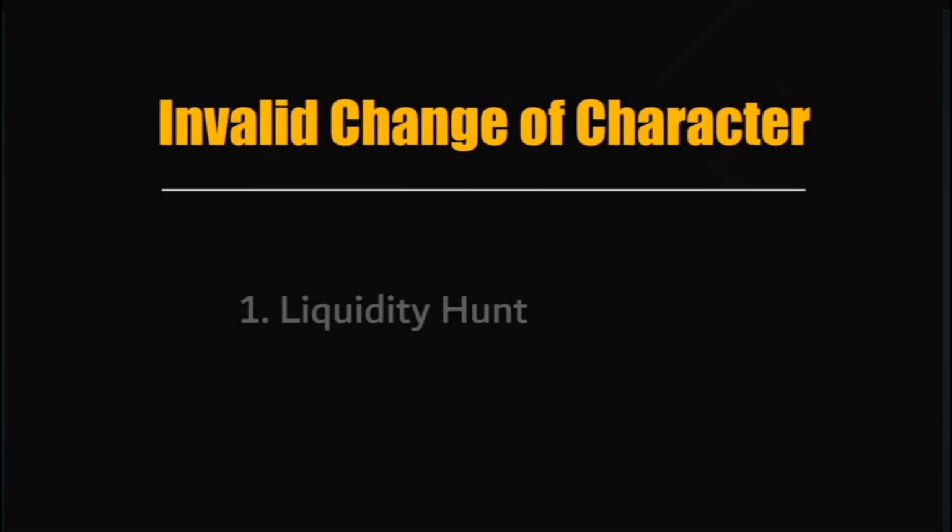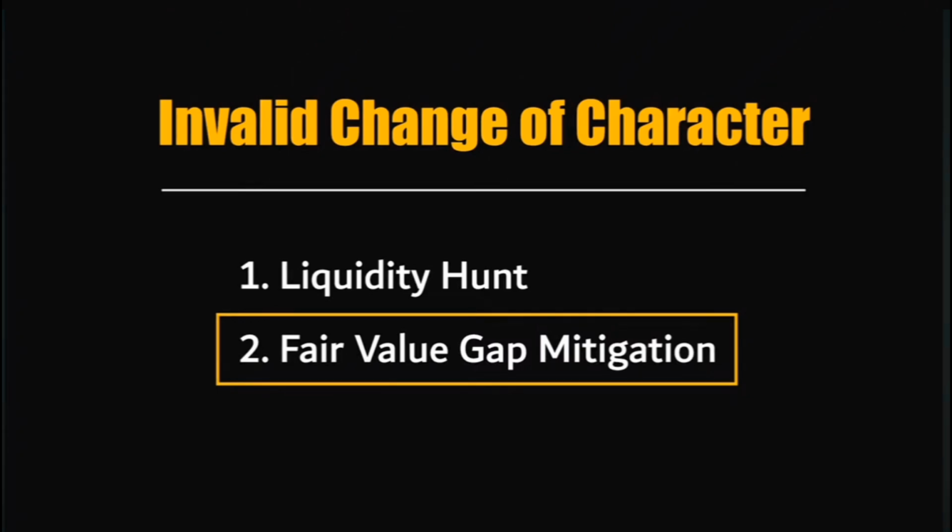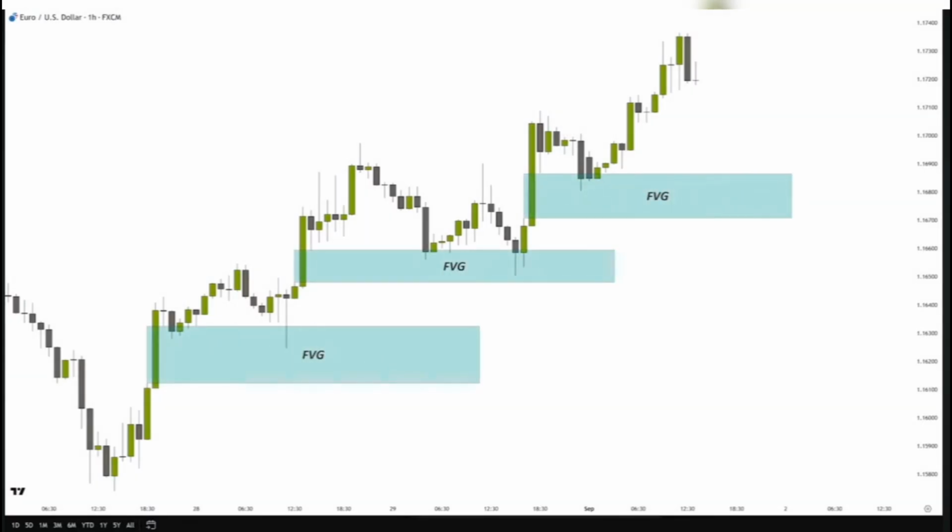Let's discuss another concept that can invalidate a change of character: mitigation of fair value gap. Identifying fair value gaps should be one of the first steps in your chart analysis, because these areas often act like magnets for price. In many cases, before continuing its trend, the market retraces to fill these gaps. This is why fair value gaps are important zones to monitor. They tend to be most effective on intraday timeframes, such as the 4-hour, 1-hour, and lower timeframes. Now, here's where it gets interesting.